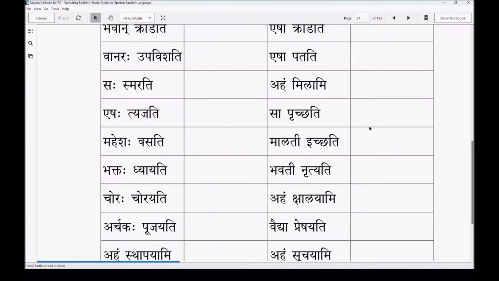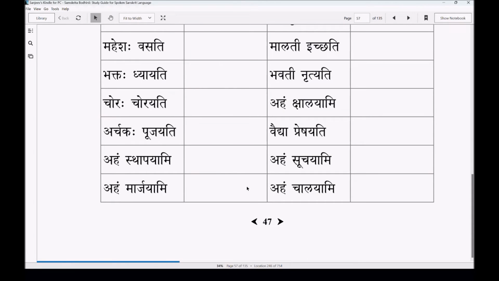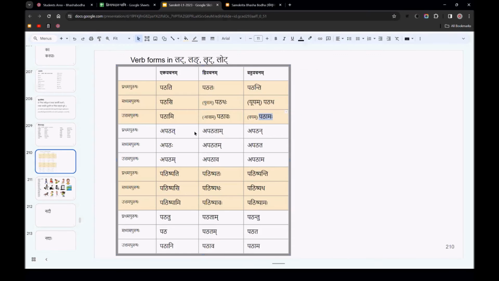So tejati, tejanti, pruchanti, ichanti, vasanti. So all these are once again. And similarly here, chalayami is there. Chalayami is in ekavachana. So if you convert that into bahuvachana, chalayami is like patami, and in plural it becomes chalayamaha. Sometimes people forget that ya in between.